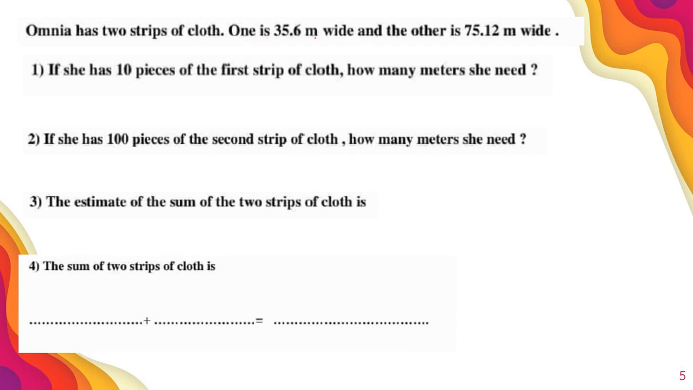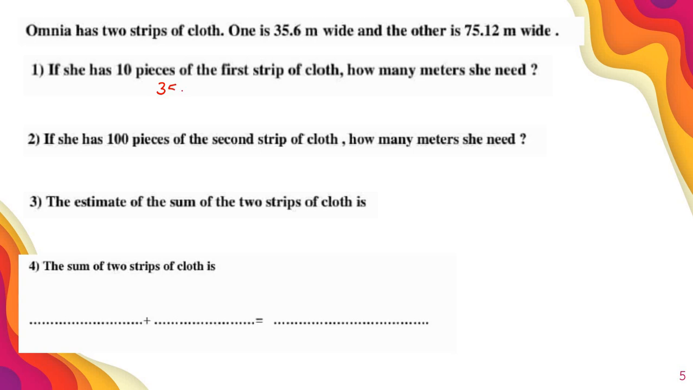Next one. Omnia has 2 strips of cloth. One is 35.6 meters wide and the other is 75.12 meters wide. If she has 10 pieces of the first strip of cloth, how many meters does she need? Okay, I have what? 10 of this one. It means what? I will multiply.